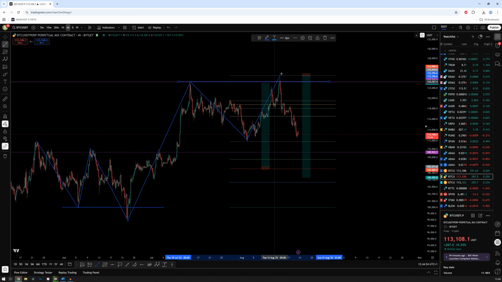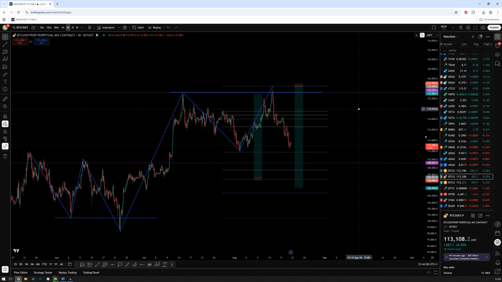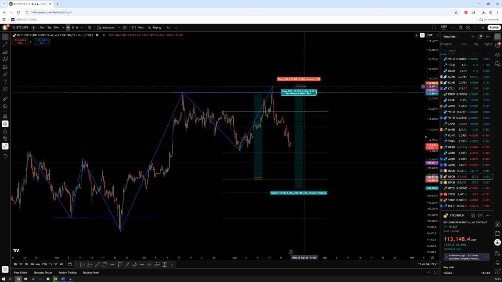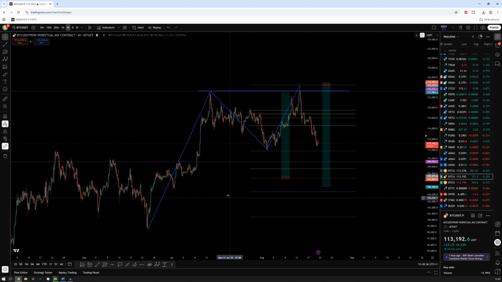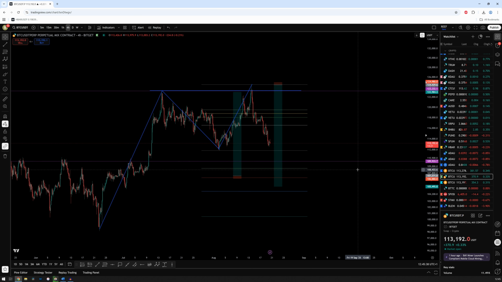So this was the opposing ABC. And the entry point would have been off this purple line here. I actually got the entry a little bit higher because I used a slightly modified route to entry. So where we stand currently is I'm in a short. Just move this slightly here. And this short was from this significant ABC here.